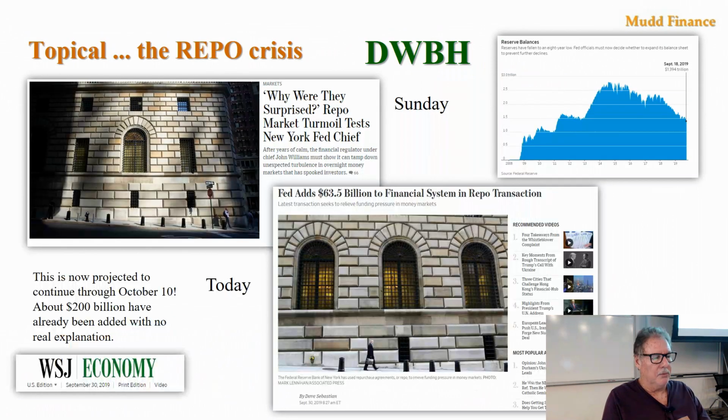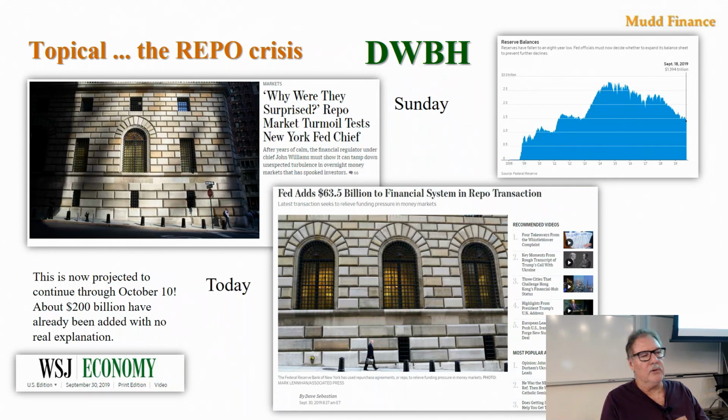We know that the repo crisis goes on. I don't have the luxury of saying much more about it, except that it continues. These are two articles that have appeared about it. In Sunday's Wall Street Journal, the one says, "Why were they surprised?" And in today's morning Wall Street Journal, the one down on the bottom, "Fed adds $65.3 billion to the financial system in repo transactions." And the graph up in the top, I'll explain later in the class. We don't have time to cover this right now.